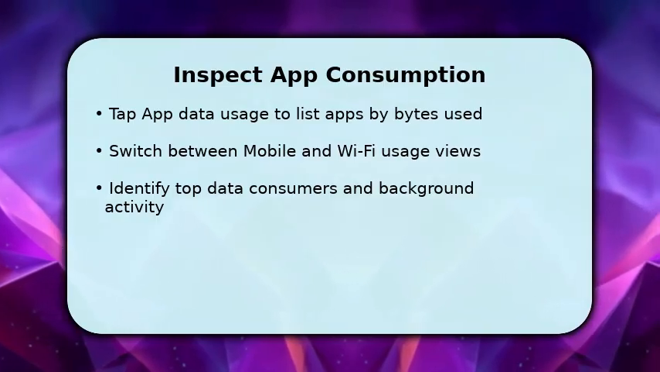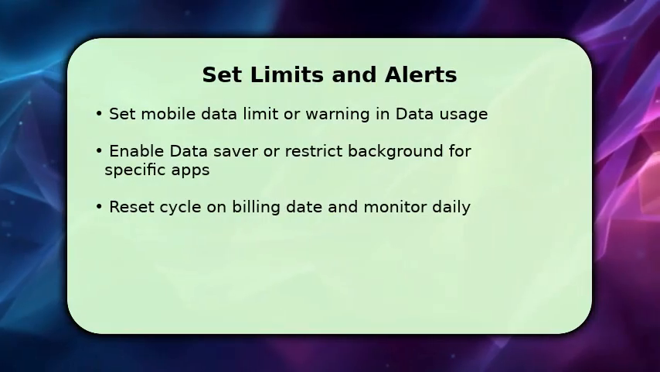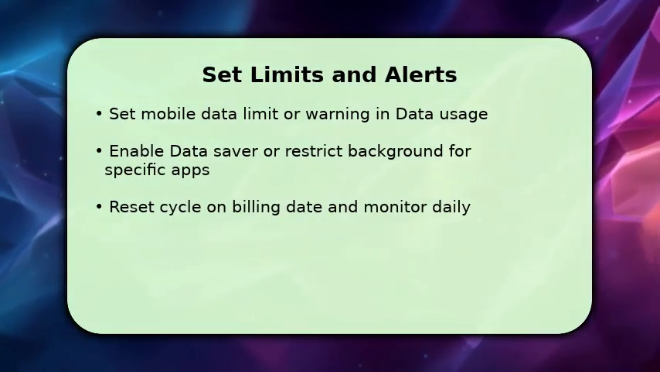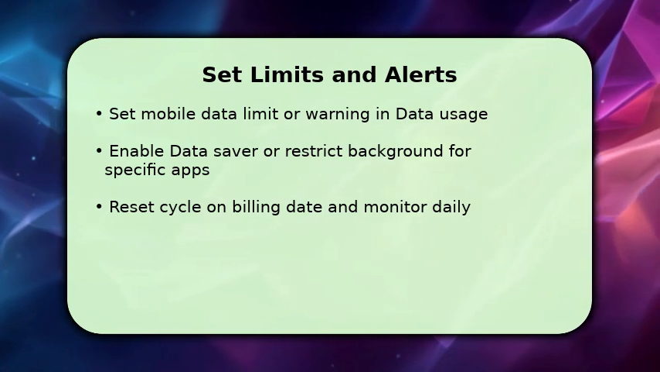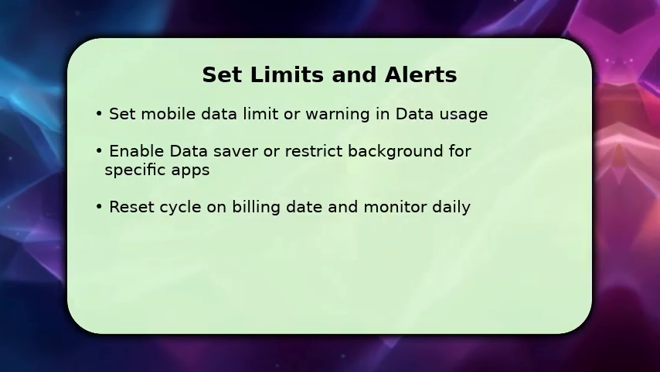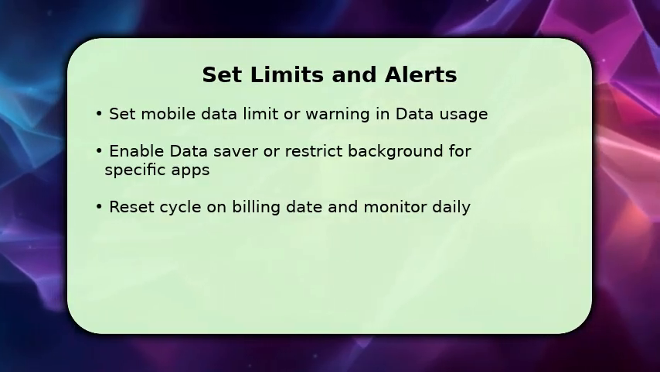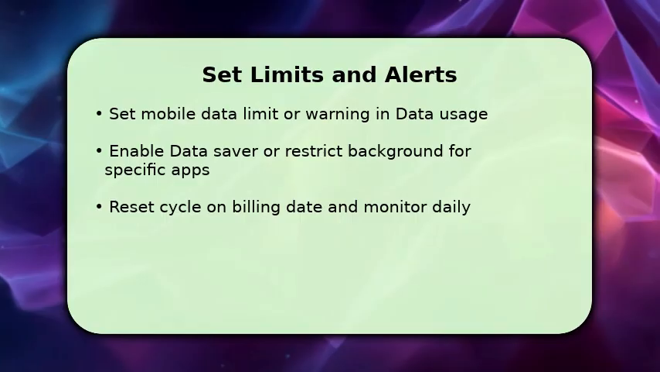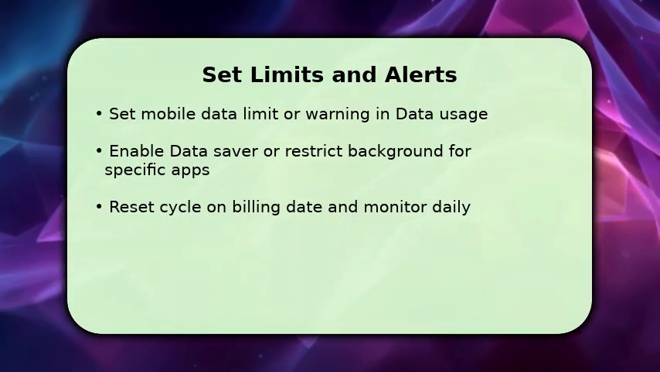Make sure to note streaming, cloud, and social apps. They often dominate totals. Finally, set practical limits and alerts to avoid surprises. Enable the data warning or a hard limit in the data usage screen and choose a threshold that matches your plan. Turn on Data Saver to curb background transfer or restrict specific apps you flagged earlier.